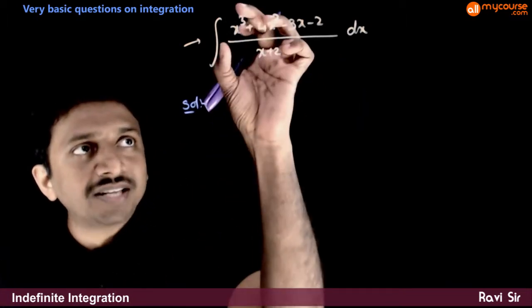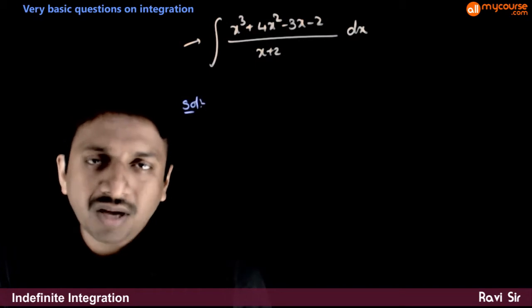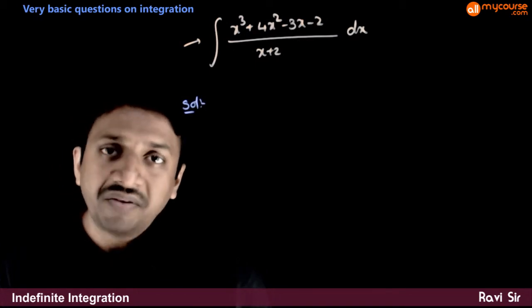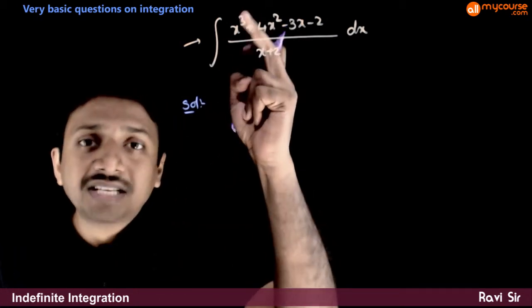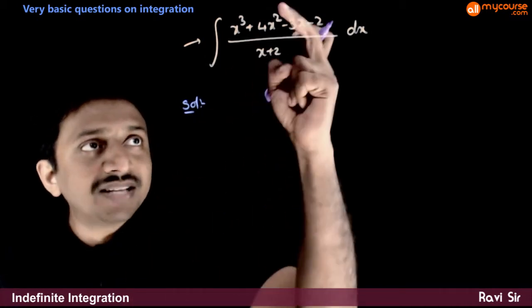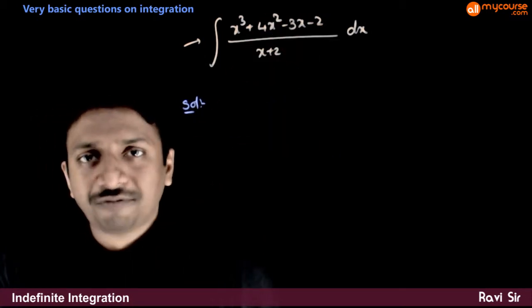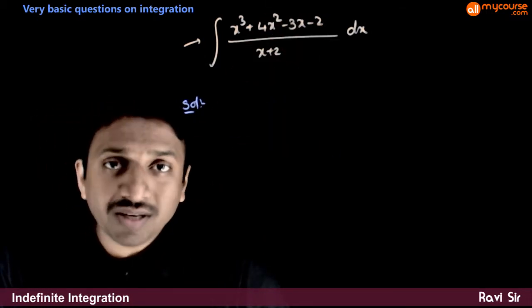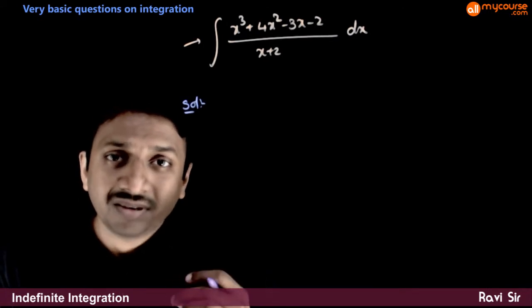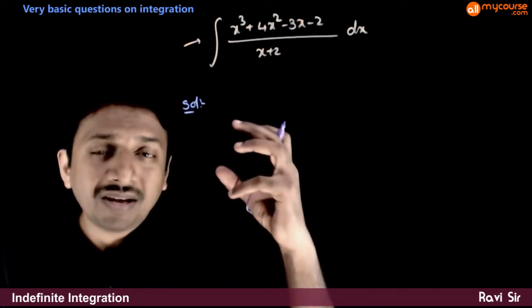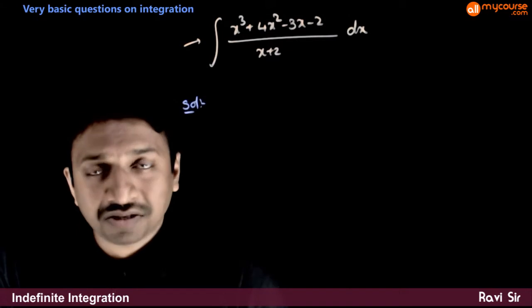Because if I distribute, x cube by x plus 2, I cannot do the integration because I don't have any formulas for integrating x cube by x plus 2. Similarly, x square by x plus 2, I don't have any formula. So what I do is, I'll try to do some different kind of manipulation.